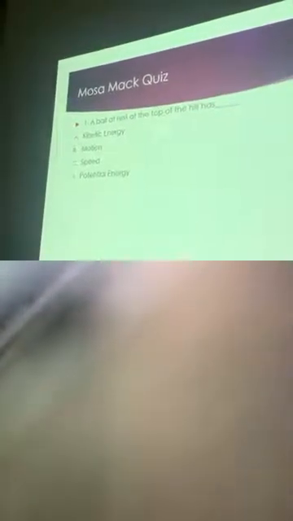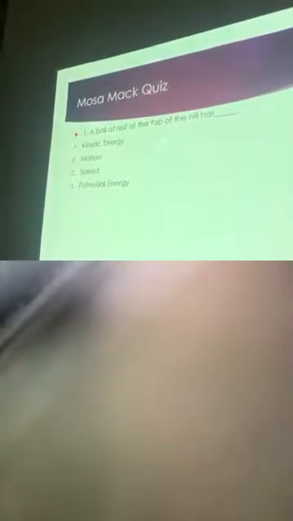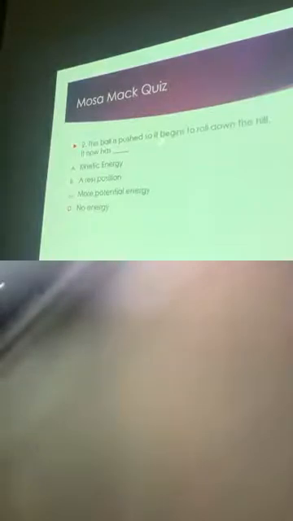6 questions. Question number 1. A ball at rest at the top of the hill has A, kinetic energy, B, motion, C, speed, D, potential energy. D is correct. Very good. Why is y'all joining my live? All my friends keep joining. Very good, Layla. Let's go to the next one. We ready for the next one?